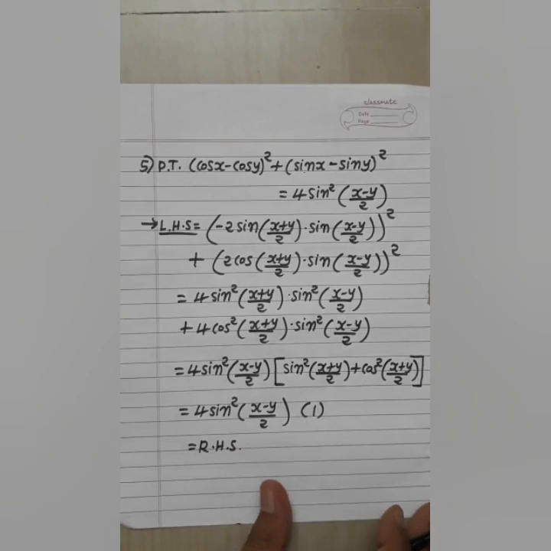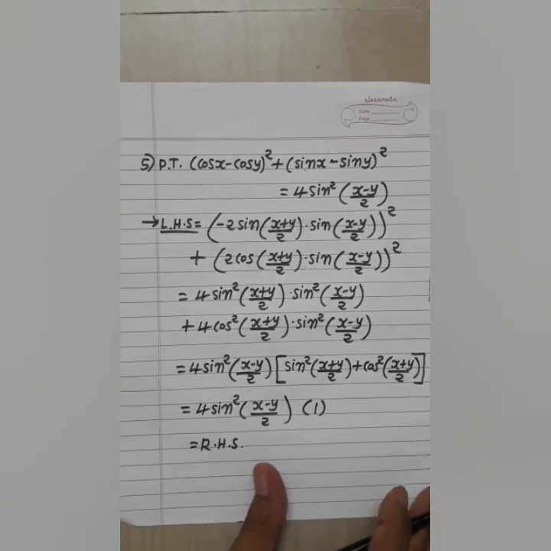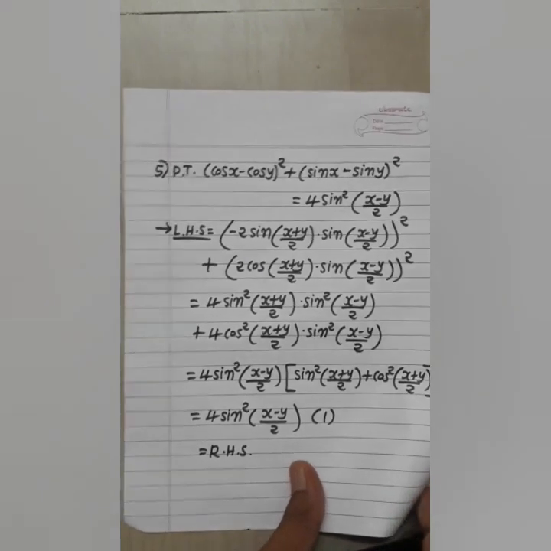Okay. Now today we are going to discuss the formulas of sin 3 theta, cos 3 theta and tan 3 theta. That means sin 3A, cos 3A and tan 3A. So let us discuss these formulas.